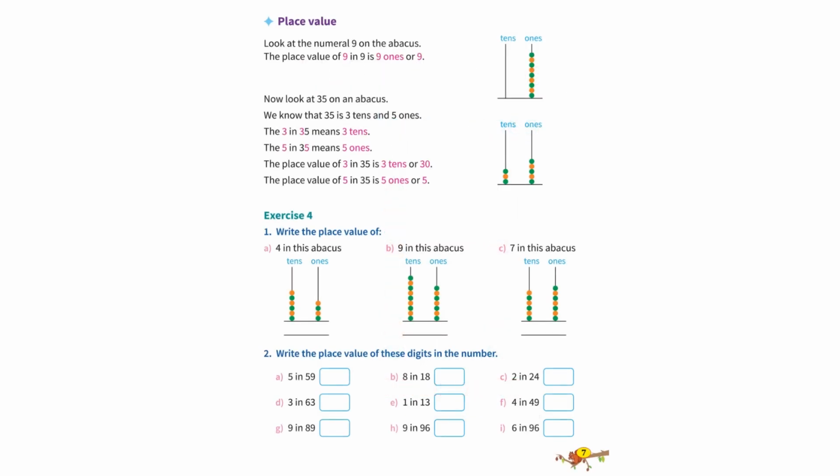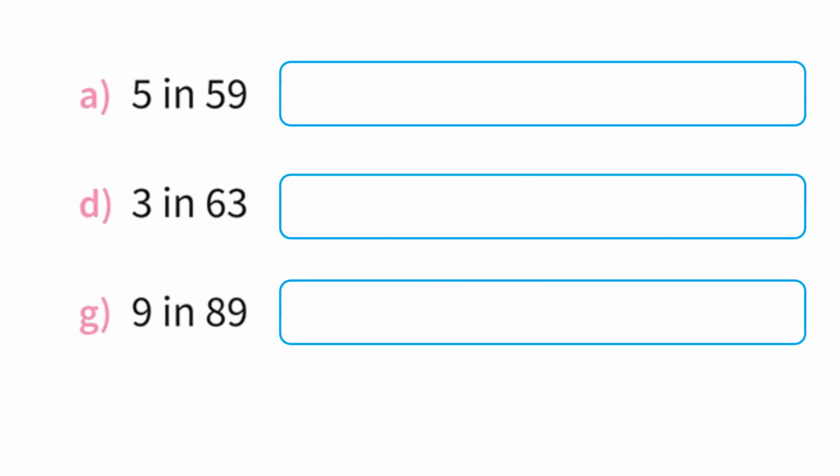Now see question number 2. Write the place value of these digits in the number. Okay. So here also ones and tens is not said. We have to see the question and then we will do the sum. See, we are going to do this 3. Okay. So in A what is given?